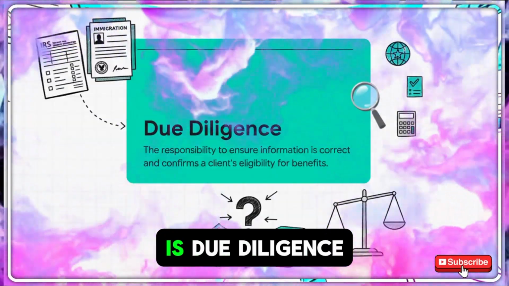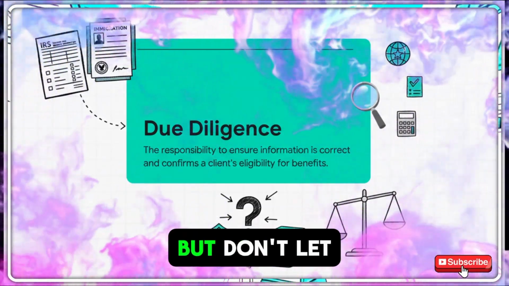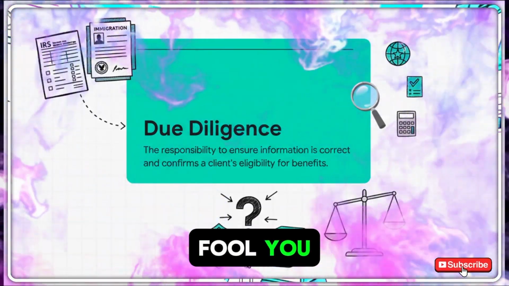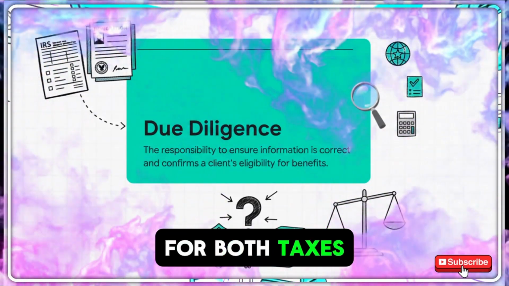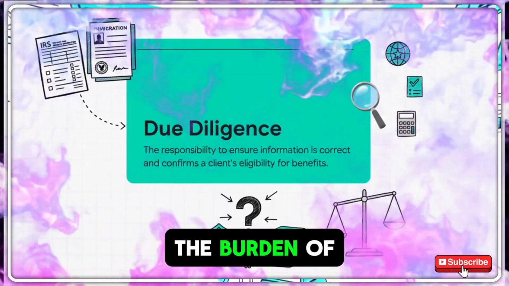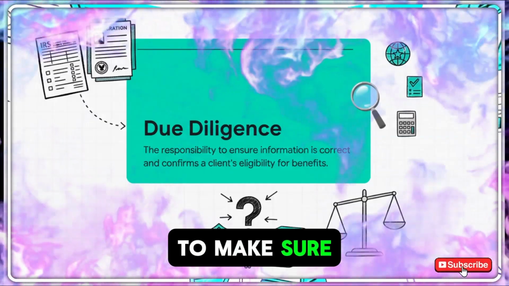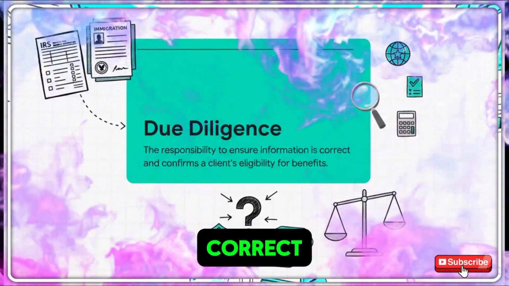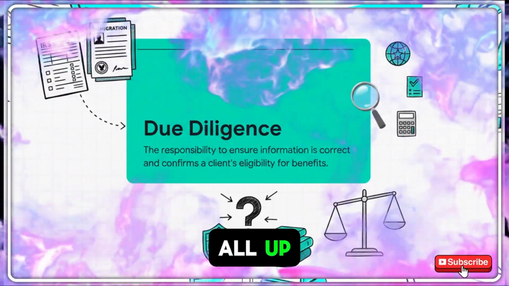And here it is, due diligence. Now, that's the official term the IRS uses, but don't let the fancy words fool you. This is the core assumption of the entire system for both taxes and immigration. The burden of proof is always on you. It's your job to make sure every single piece of information is correct, complete, and that you have the documents to back it all up.